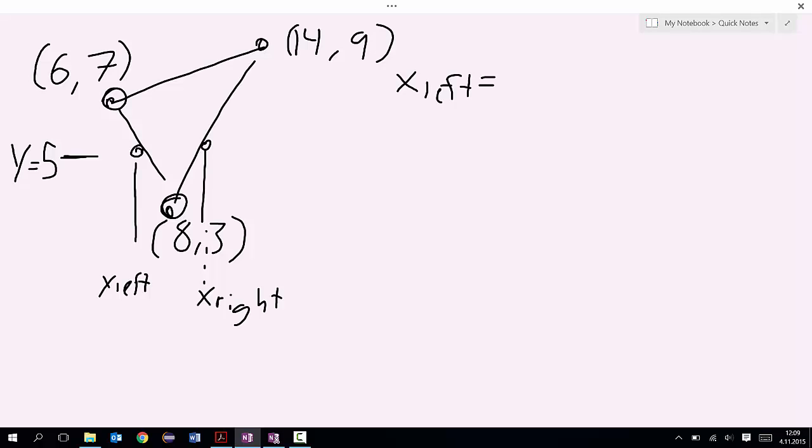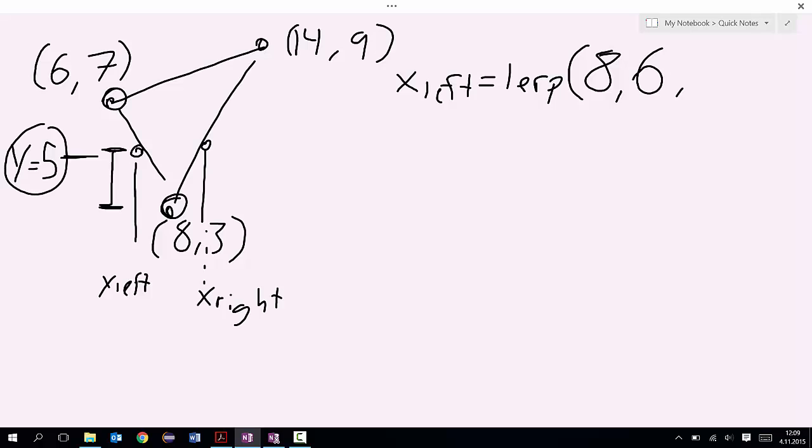So we can say x left equals the linear interpolation of 8 and 6, which are the x values that we're interpolating, and then the parameter that we're going to use we need to find by taking how far along we are, that is y minus the y value of P1, divided by the entire length that we're going, which is the y value here minus the y value here.